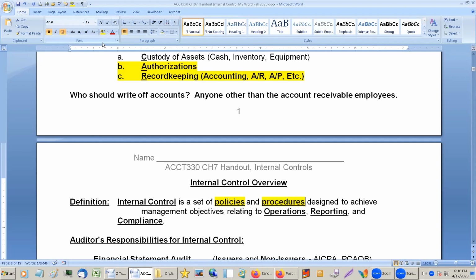Now, this policies and procedures, this is kind of important, and I'll tell you why in a second. Relating to the operations, reporting, and compliance, management objectives for the operations, reporting, and compliance. I'll talk about those in a second too.